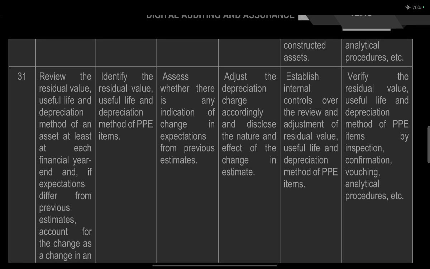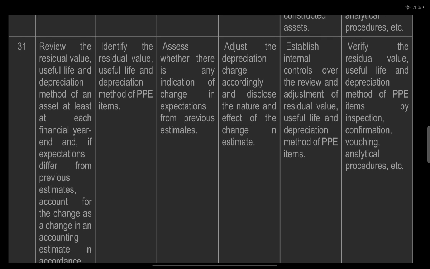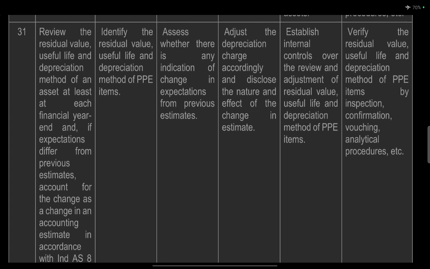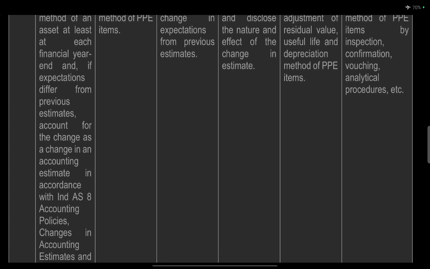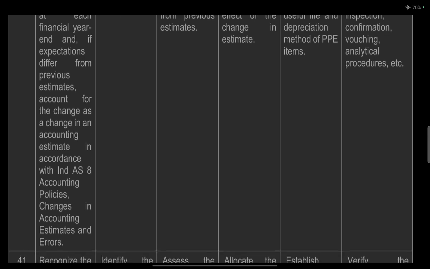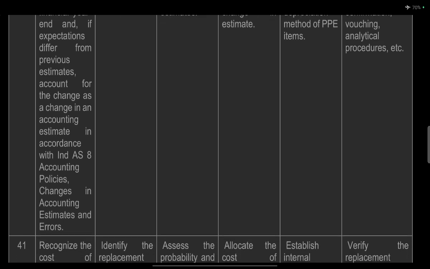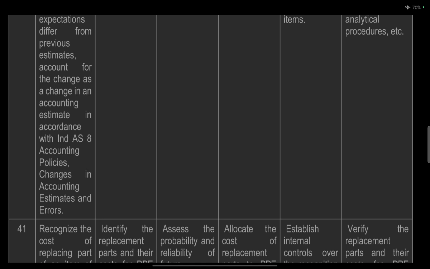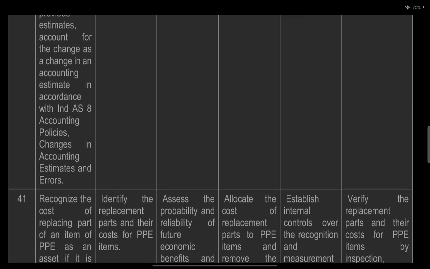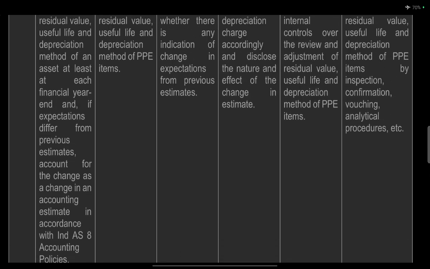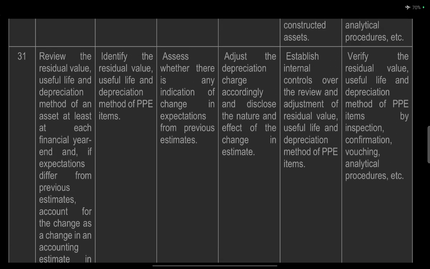Para 31. Auditing standards: review the residual value, useful life, and depreciation method of the asset at least at each financial year end, and if expectations differ from previous estimates, account for the change as a change in accounting estimate in accordance with IAS 8, Accounting Policies, Changes in Accounting Estimates and Errors. Data to be acquired: identify the residual value, the useful life, and the depreciation method of the PPE item.